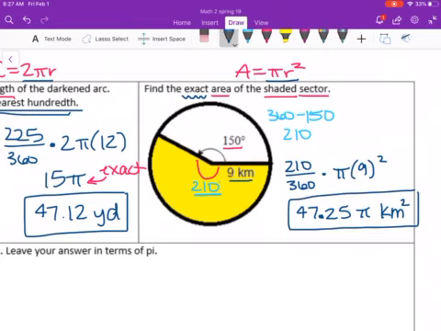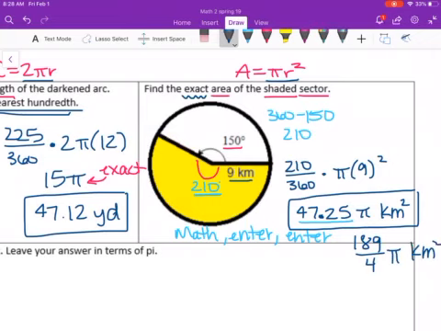And just as a reminder, this is exactly what came up in my calculator, but if the decimal was really long or repeating, you would have to hit math, enter in your calculator to give you a fraction. And if we do it this time, the fraction would be 189 over 4 pi kilometers squared. And you can write your answer either way. They're the same. They're equivalent.